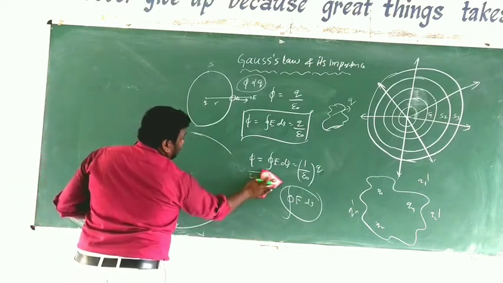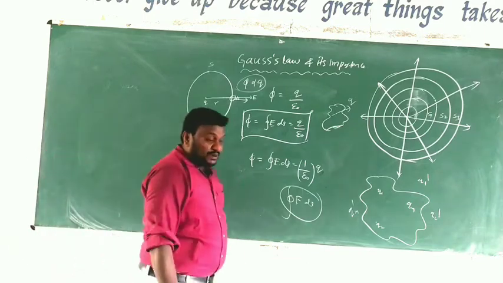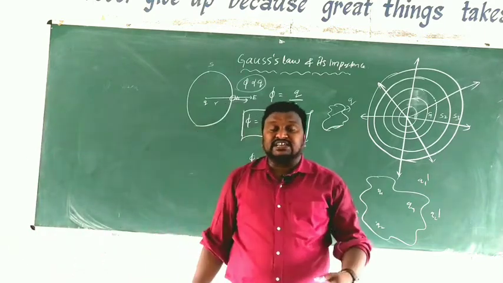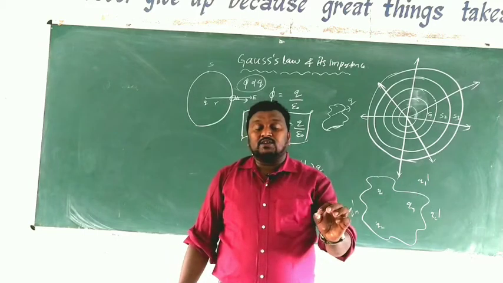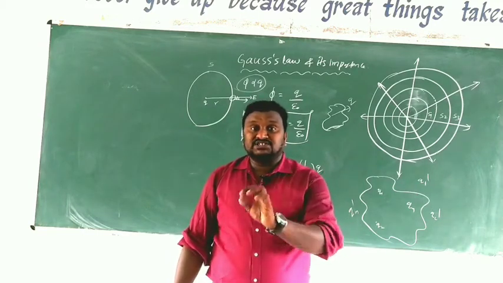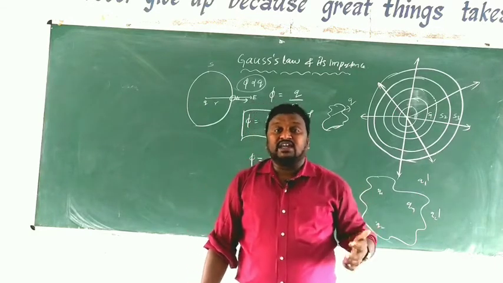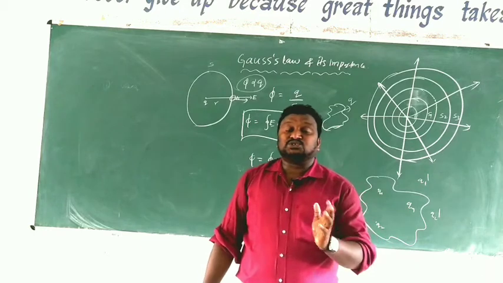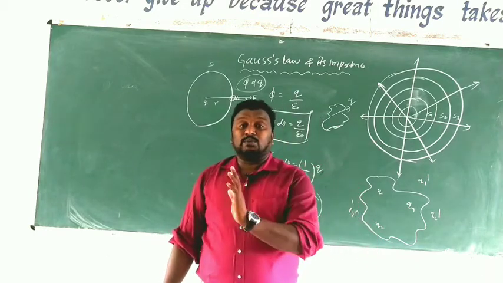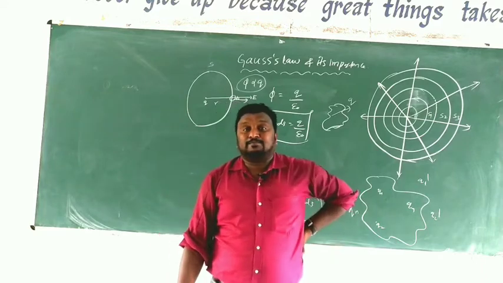So we know we have an expression, which I explained in one of the videos, I think the second or third video: the electric field intensity due to a point charge. E is equal to 1 by 4 pi epsilon naught q by r square, the electric field intensity due to a point charge.